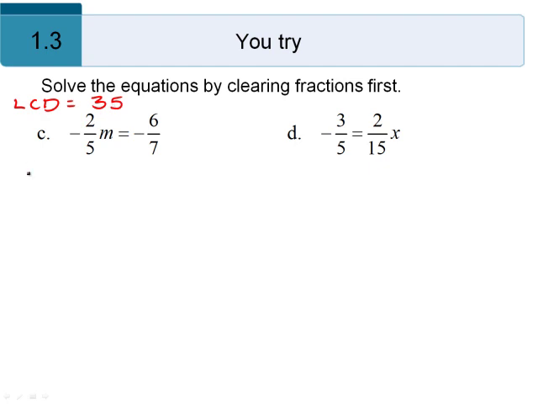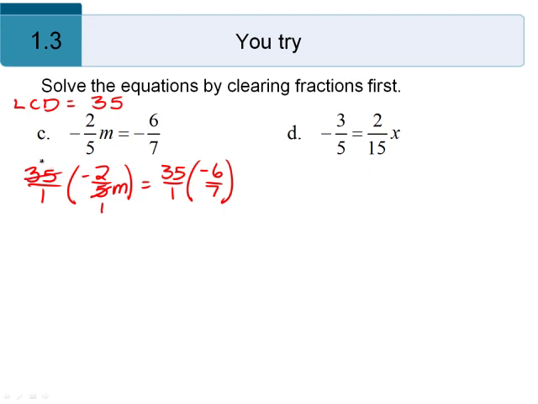Okay? So we're going to put 35 over 1 and multiply it by the negative 2/5 m, and then equals 35 over 1 times negative 6 over 7. All right, so over here on the left, I can cancel by 5. 5 goes into 5 once and into 35 7 times. So I have 7 times negative 2 would be negative 14m. Don't forget the variable. So many people lose the variable and then they don't have anything to solve for.